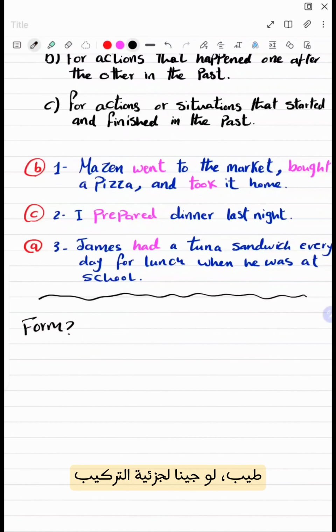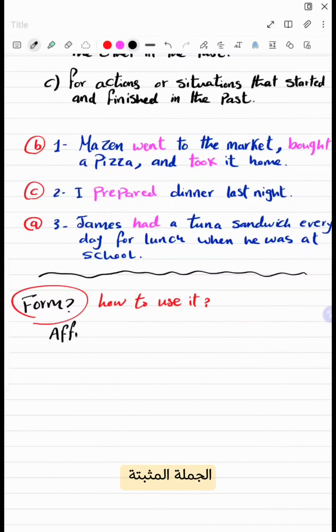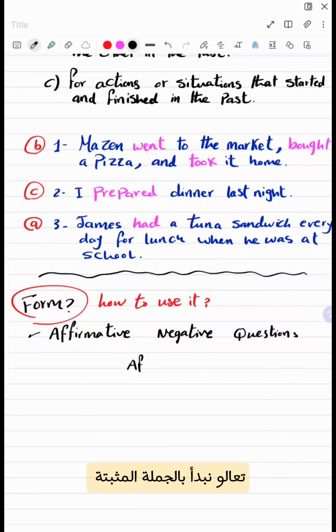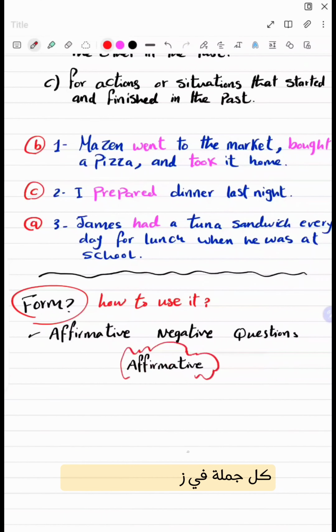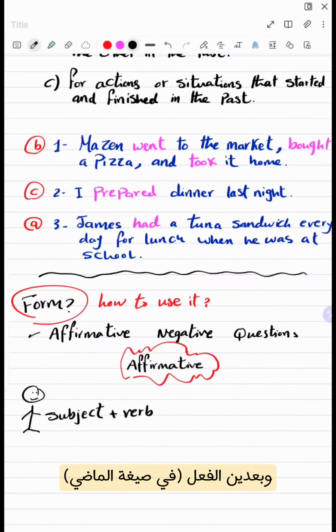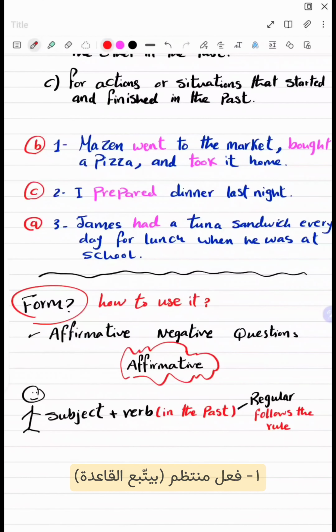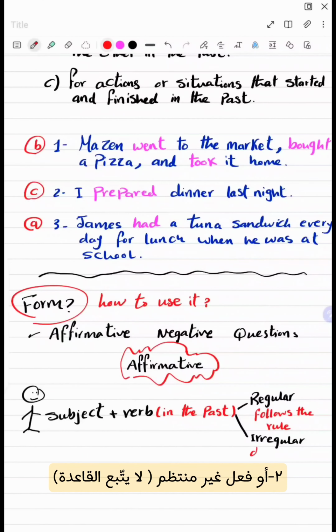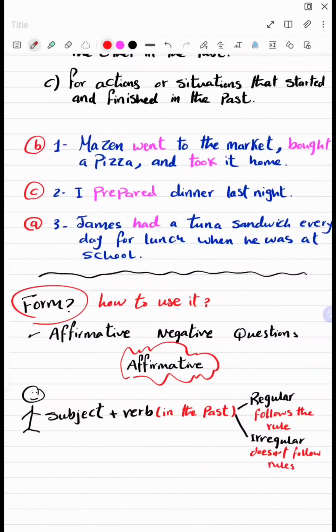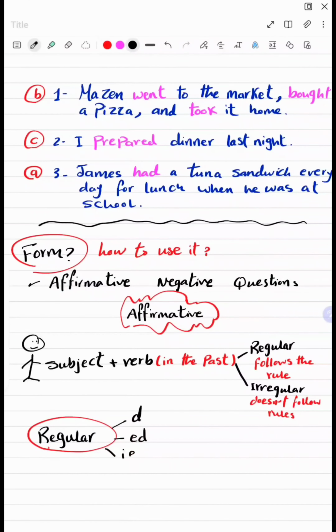Okay, concerning the form, we have 3 things to speak about: the affirmative sentence, the negative, and the questions. Starting with the affirmative, every sentence in the past simple starts with a subject plus a verb in the past, of course. And verbs in the past might be regular, which follow the rule, or irregular, which don't follow the rule. Alright, so for regular ones, the verb ends in D, ED, or IED.